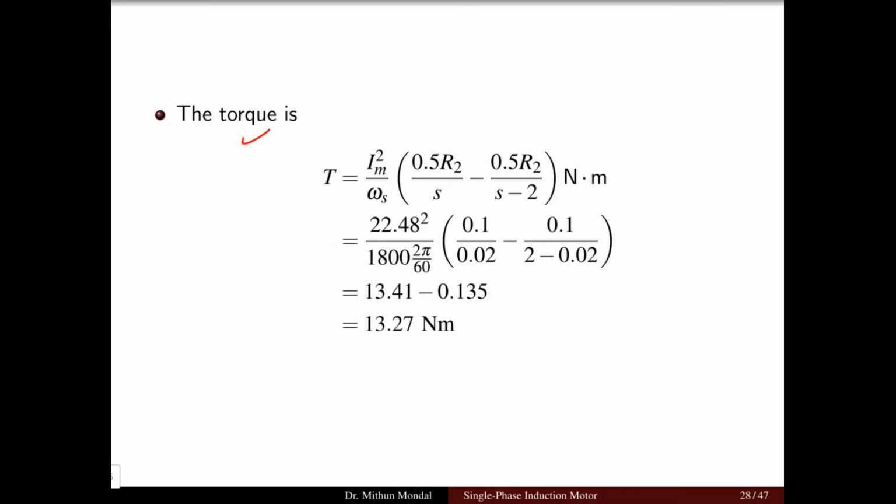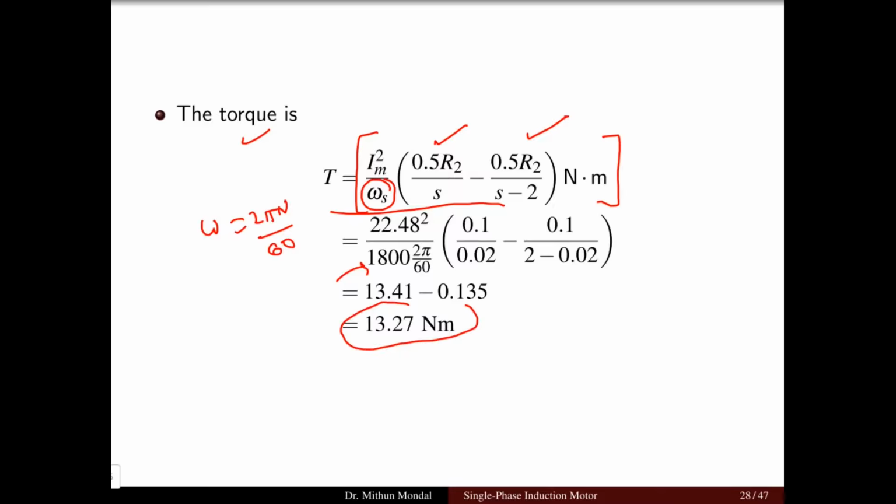The torque we can now calculate from the formula that we know from the double revolving field concept of the forward condition and the backward condition of the field. It gives Im squared by omega s. Now this omega s is the synchronous speed, and we know that omega is nothing but 2 pi N by 60. So we can put it in this calculation, and the final torque that we get is 13.27 Newton meter.